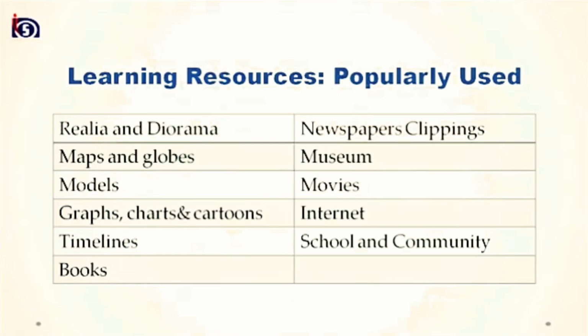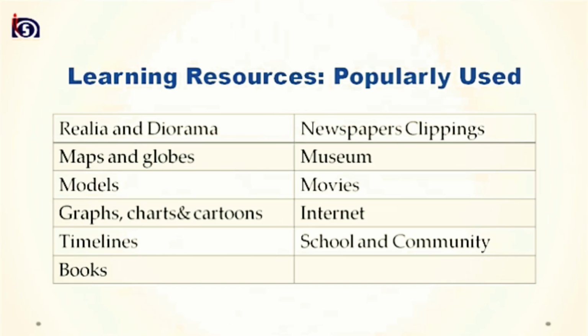Now, moving on, the learning resources which are popularly used in the teaching of social sciences: we have Realia and Diorama. Realia and Diorama relate to the real things which are usually used in teaching of history. Then we have maps and globes, models, graphs, charts and cartoons, timelines, books, newspaper clippings, museums, movies, internet, school and community. These are different kinds of learning resources which are popularly used in the classroom.